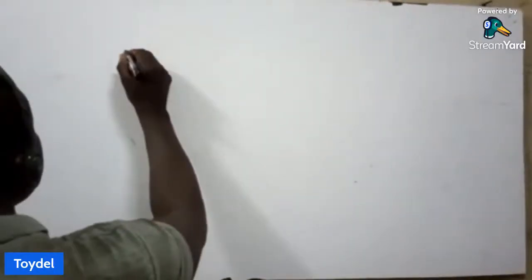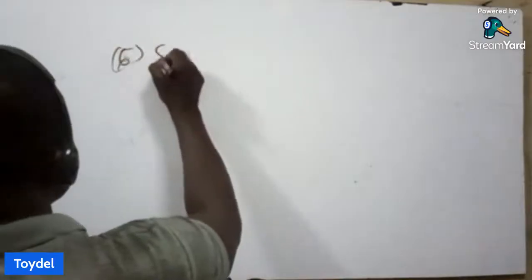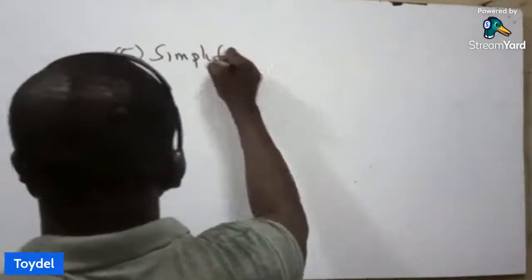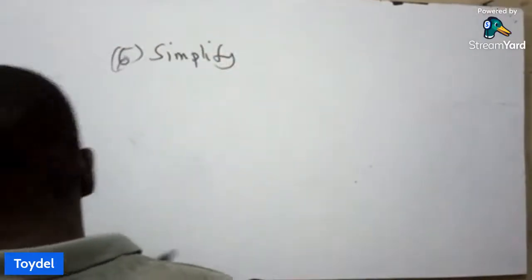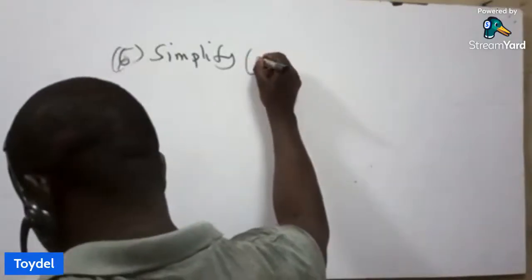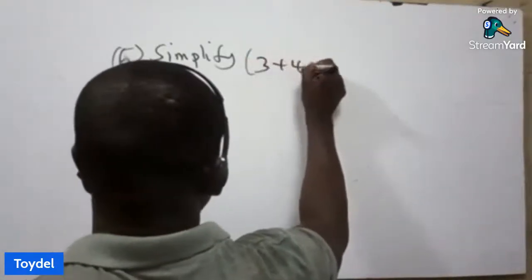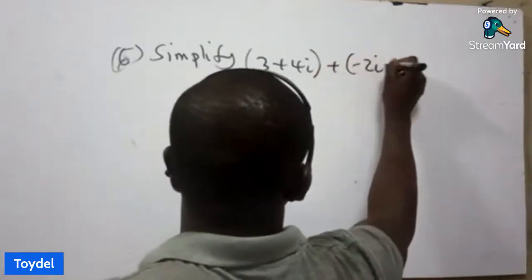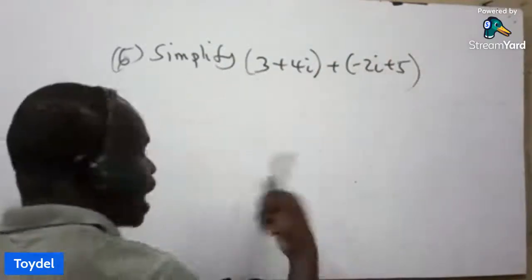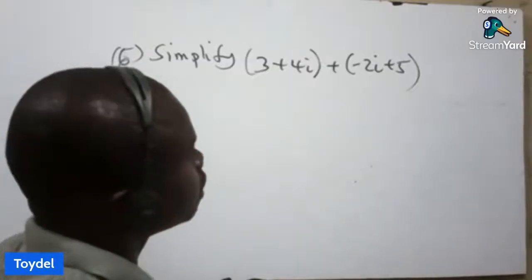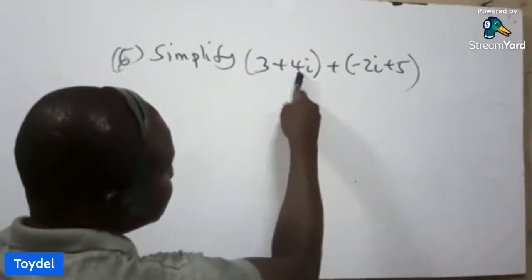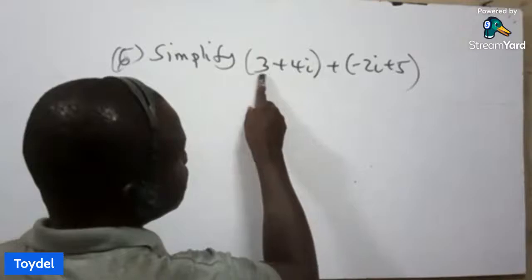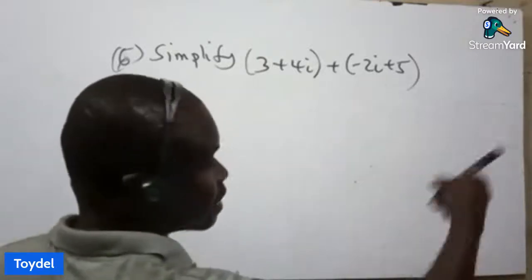So now let's see question 5, question 6. The question says simplify (3 + 4i) plus (−2i + 5). These are short questions that require short answers. Of course, when you have i, if you know it's under complex numbers, i is talking about the imaginary part of that complex number. This is the real part. The one with i is talking about the imaginary part.